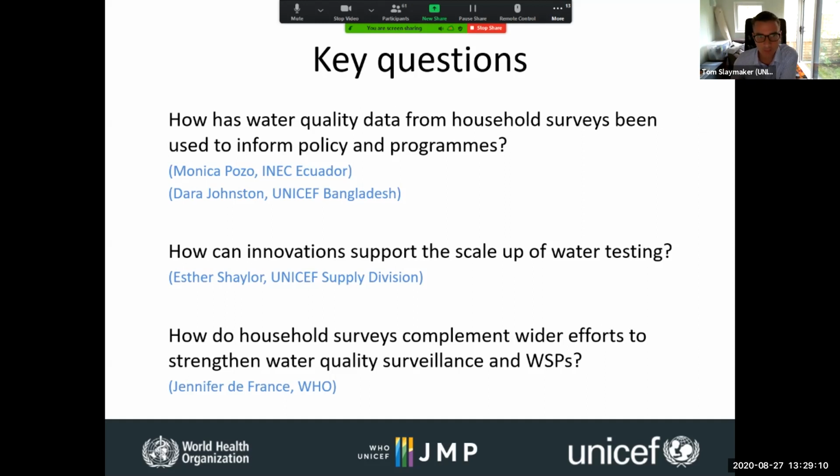We're going to move on, and we have three big questions that we wanted to address in this session. The next one is, how has water quality data from household surveys been used to inform national policy and programs? We have two presentations, one from Monica Pozo, who is at INEC in Ecuador, and the second from Dara Johnston, who works for UNICEF in Bangladesh. I'm going to give each of you 5 minutes, and I'd like to pass the floor over to Monica first for your presentation.